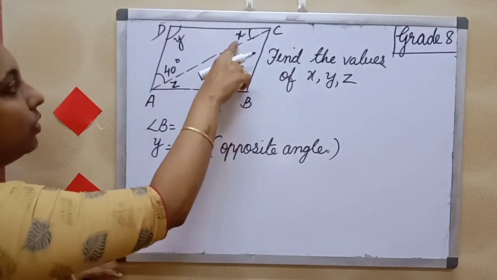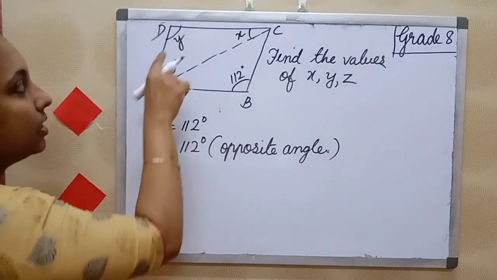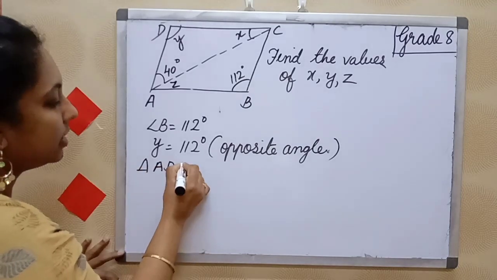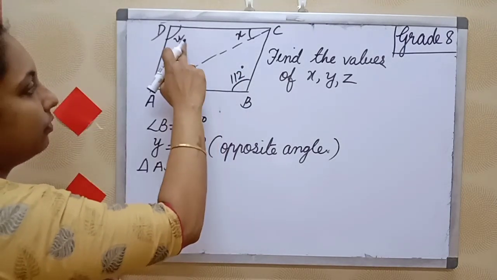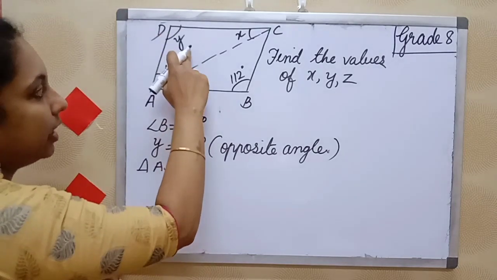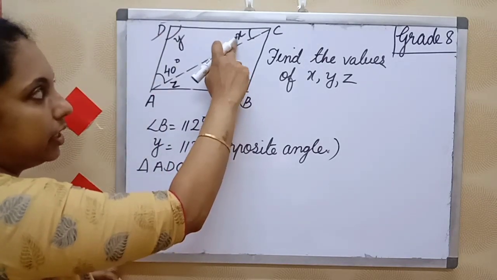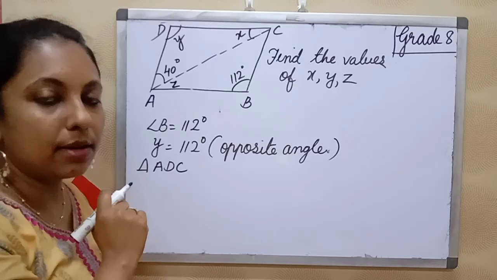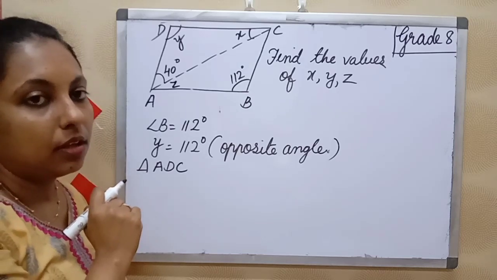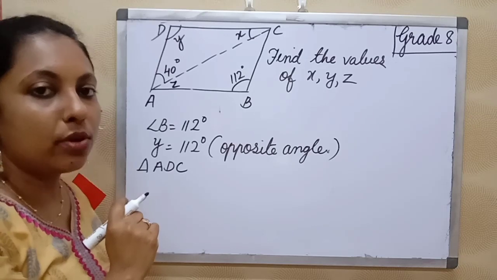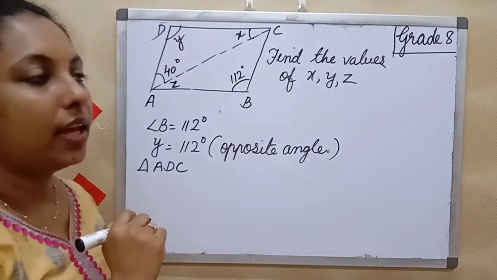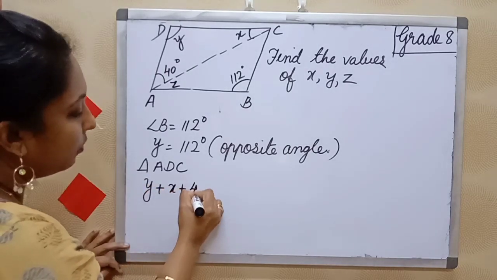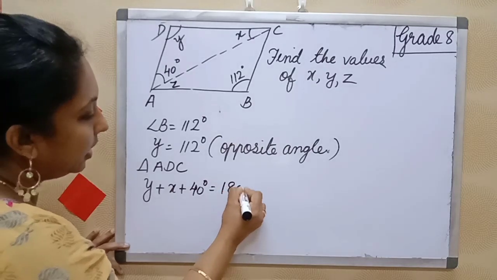Then see, now we want x and z. Consider this triangle, triangle ADC. Y we know, this angle we know, and this also. Then easily we can find the value of x. How? We can use the angle sum property. What is the angle sum property of a triangle? The sum of the interior angles of a triangle is 180 degrees. That is, y plus x plus 40 degrees is equal to 180 degrees.